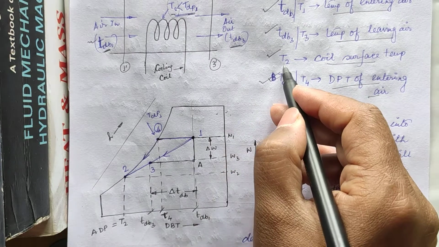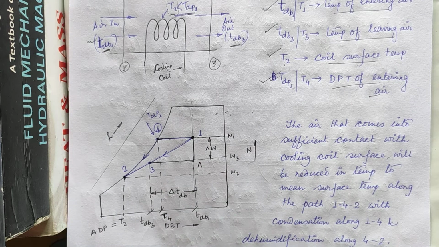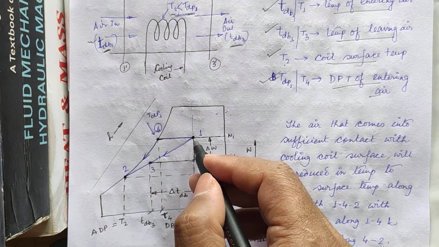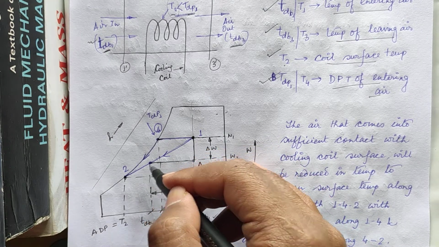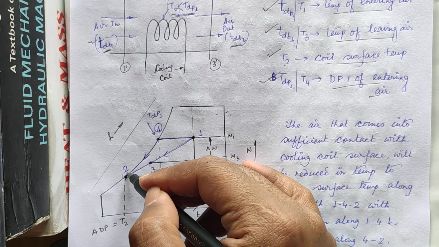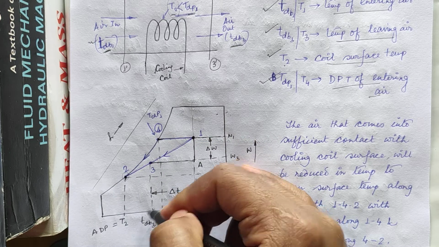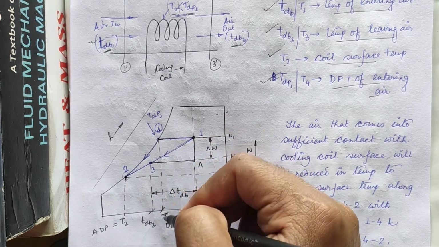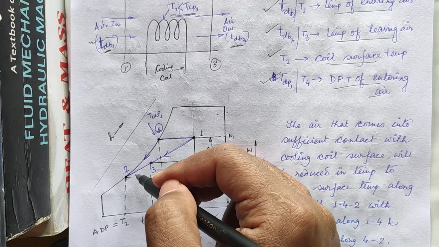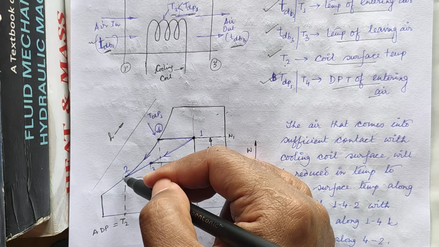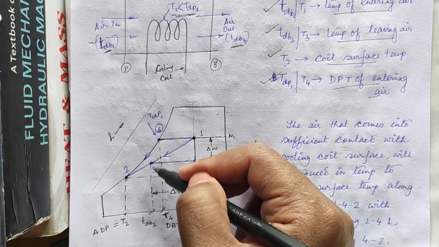Now, coil surface temperature is T2. So suppose this one is the coil surface temperature. So when this air which is having a temperature TdB1 will try to pass over this cooling surface, then since the coil surface is maintained at a temperature less than the dew point temperature, that is, this T2 is less than T4. Coil surface T2 is less than T4. So since T2 is less than T4, and this is a cooling coil, this cooling coil will try to condense the amount of water vapor present in this air.